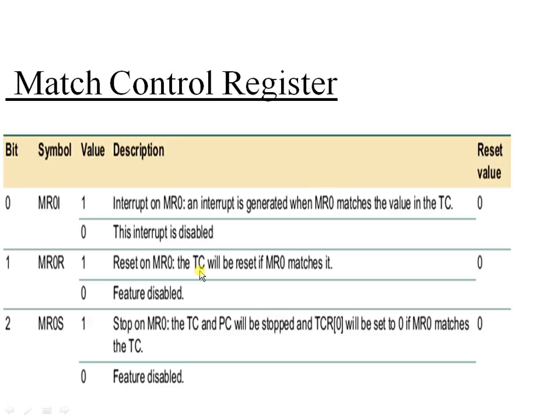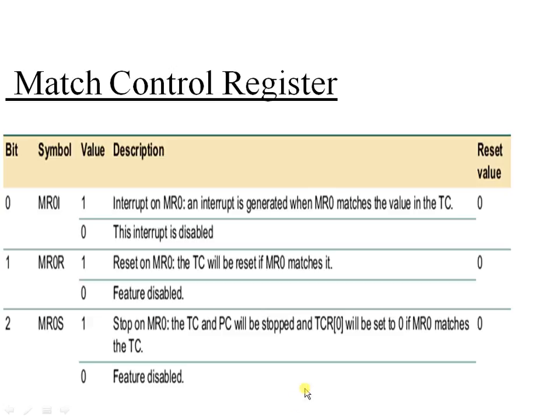Okay, so TC is the register which is holding the count value. Now that gets reset. It means it will be initialized to 0 again. It starts counting from 0. Now the third bit here is MR0S, which is nothing but it will stop TC as well as PC when MR0 equals the TC value.